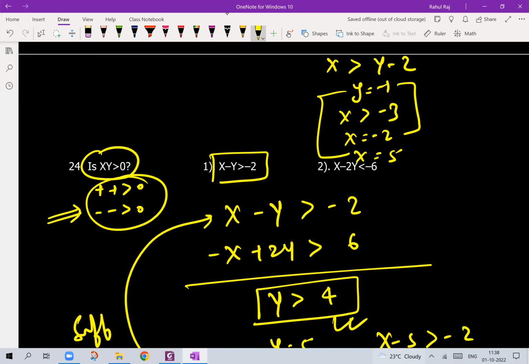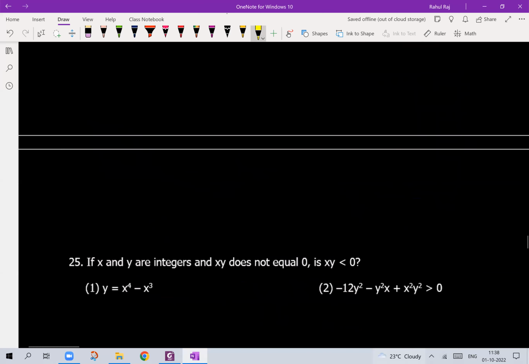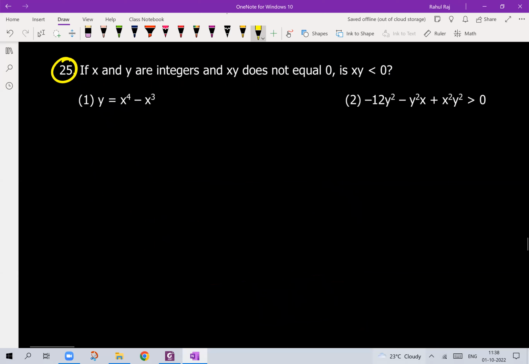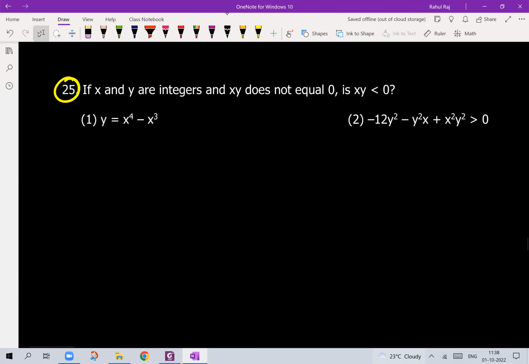Else it makes no sense at all. Else you simply keep doing something, simply keep practicing something. Even if you practice 1,000 questions, nothing is going to happen. You practice 100 questions, but practice with a proper sense of what needs to be done. Try question number 25. Please take 2 minutes. Do not get scared by looking at the question. It is an absolutely easy one. Take 2 minutes, please.